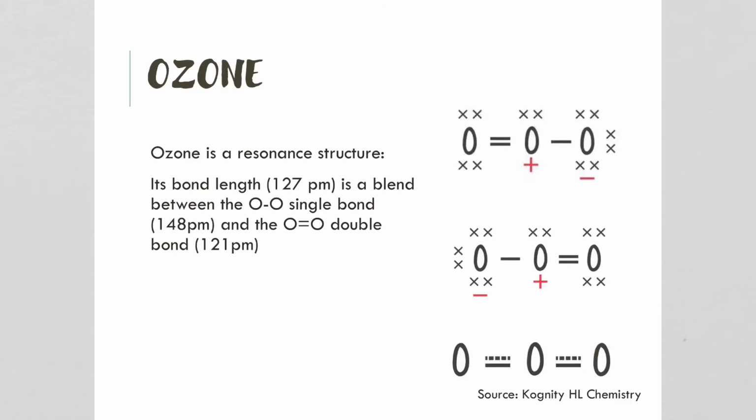So our first example is ozone. Ozone is O3, and it's a resonance structure. It can alternate between the double bond being here or here, or here or here. Its bond length is actually 127 picometers, and it's a blend between the oxygen single bond, which would be 148, and the double bond, which would be 121. So their bond lengths are actually not 121 and 148. Instead, their bond lengths are 127. And this is one way of demonstrating the resonance, that it's an intermediate between a single and a double bond.